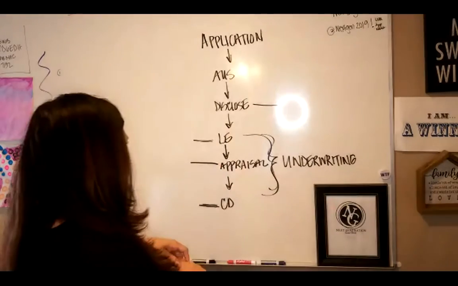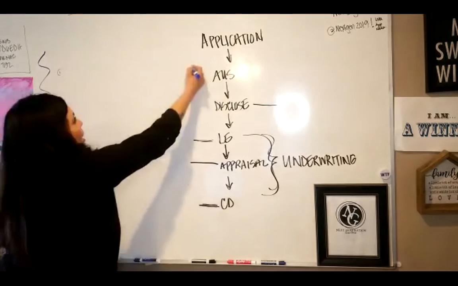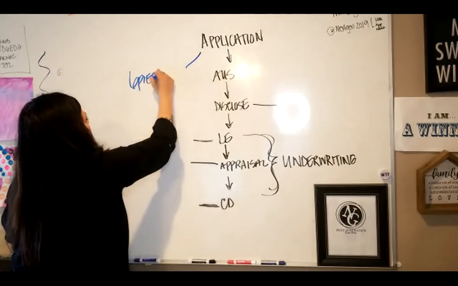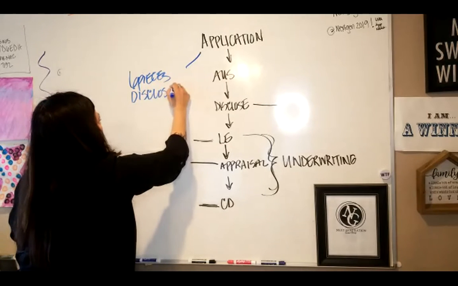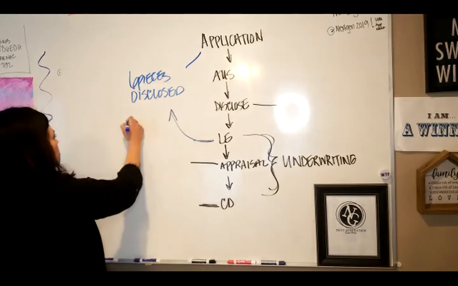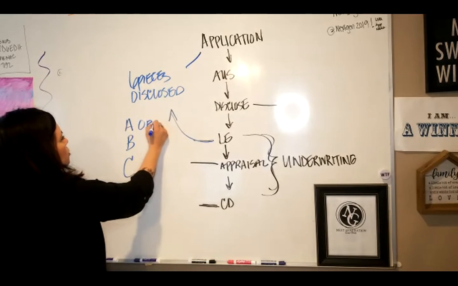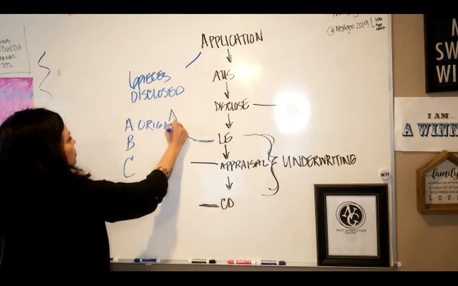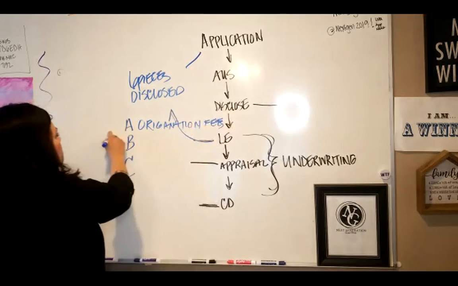So for a loan estimate, once you have all 6 pieces, it has to be disclosed. You have to issue a loan estimate, and it's broken out in buckets, okay? This is where all your origination fees are going to be, in bucket A.